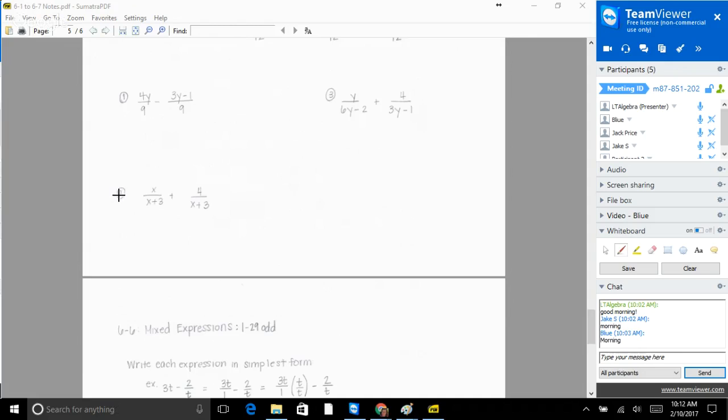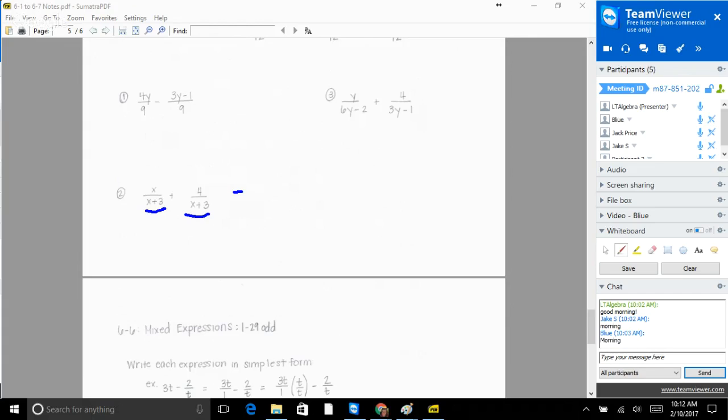Let's actually start with example number 2. You have x over x plus 3 plus 4 over x plus 3. The first thing that you're going to want to do for these problems is to check and see if they have the same denominator. And guess what? These actually do. They both have a denominator of x plus 3.